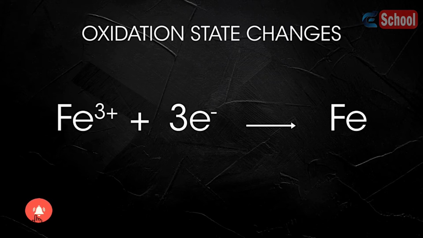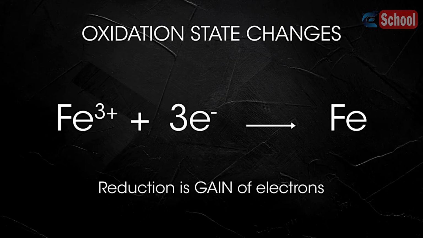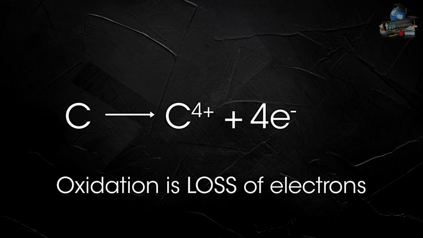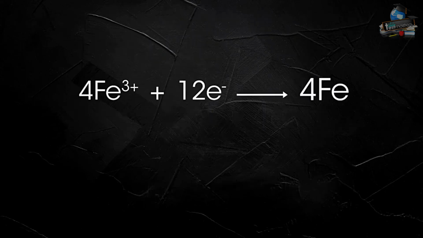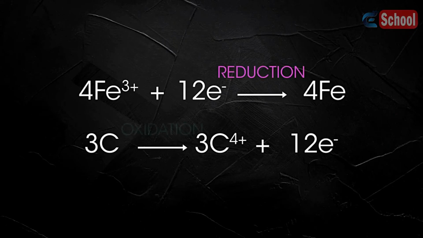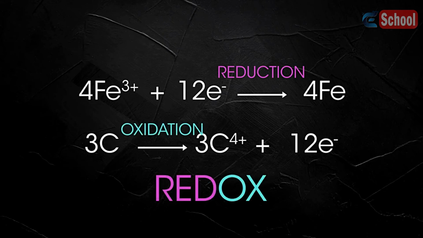To achieve this, the iron 3+ ion must gain 3 electrons. Reduction is gain of electrons. Carbon begins in the 0 oxidation state and ends up in the +4 state. Carbon must have lost 4 electrons to achieve this change. Oxidation is loss of electrons. All of the electrons lost by the carbon atoms are given to the iron 3+ ions. So we have reduction and oxidation, a redox reaction.